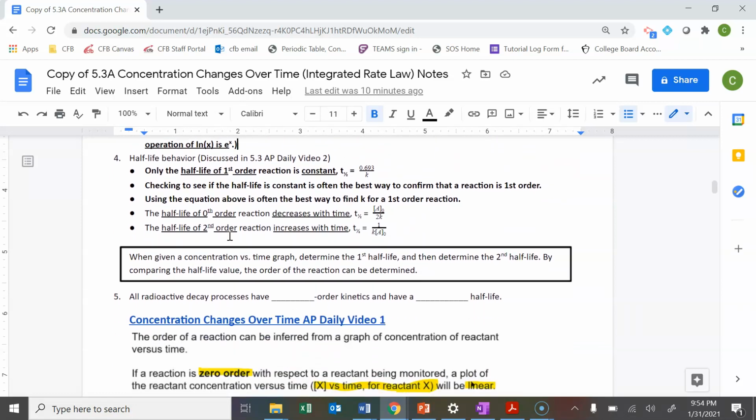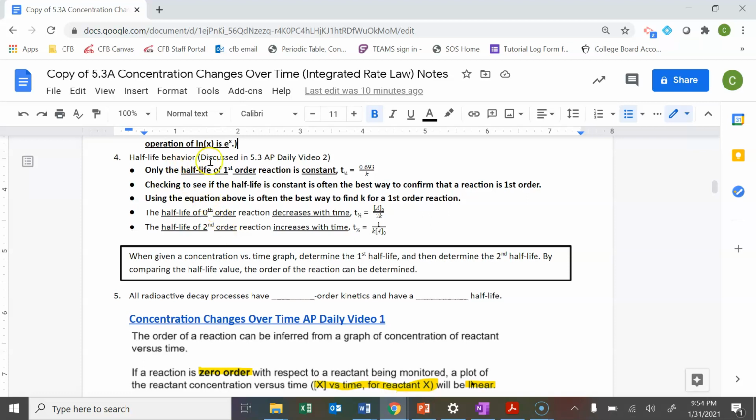All right, and then finally, half-life behavior. This is discussed in the second AP Daily video that you'll watch today. Only the half-life of first-order reactions is actually constant. And we've got the equation given on the equation sheet. Don't worry about memorizing it. It will be given to you.